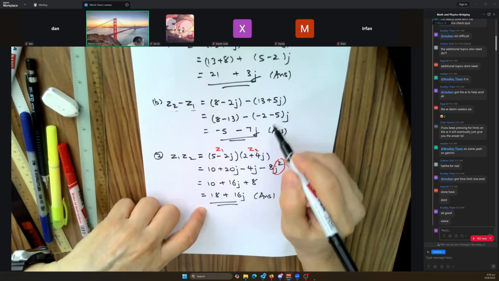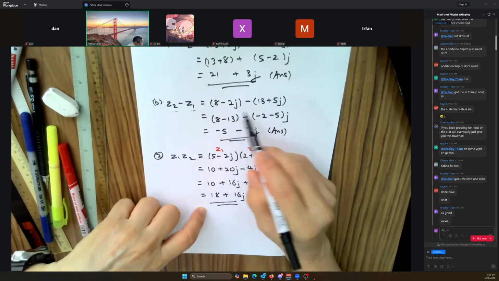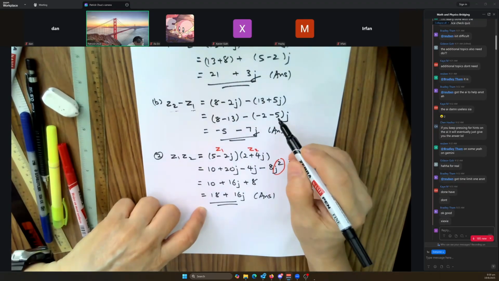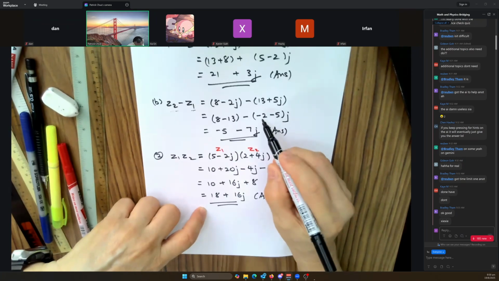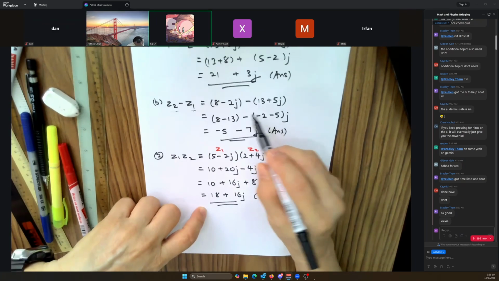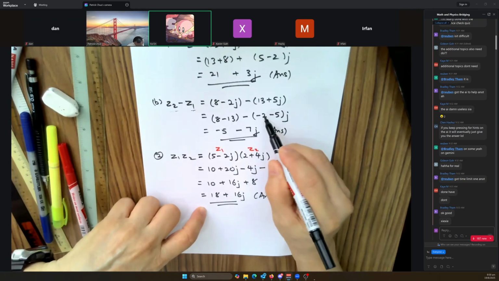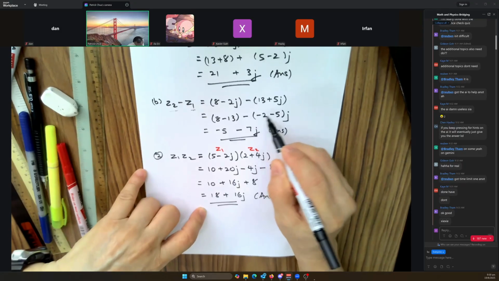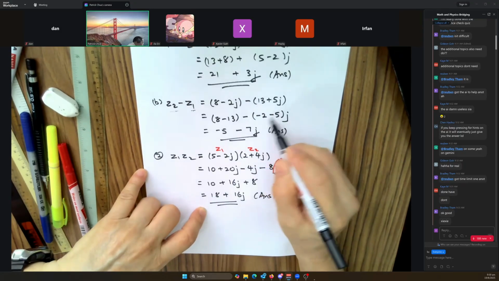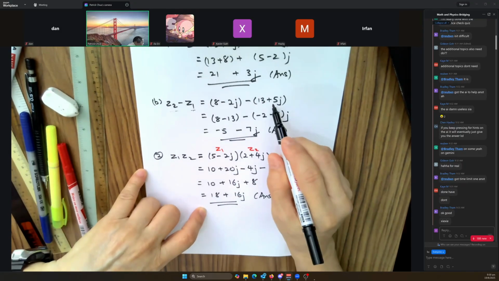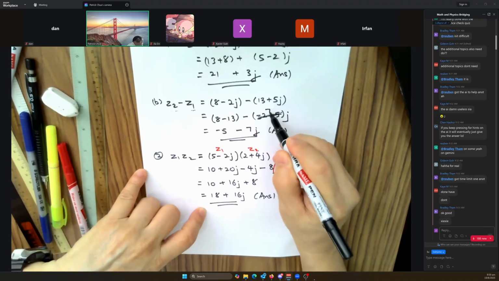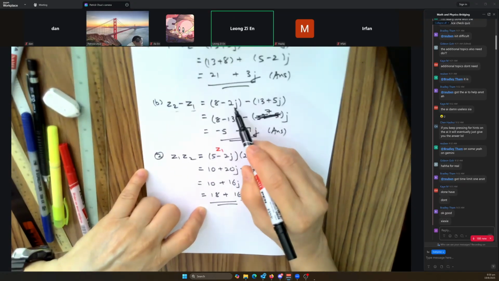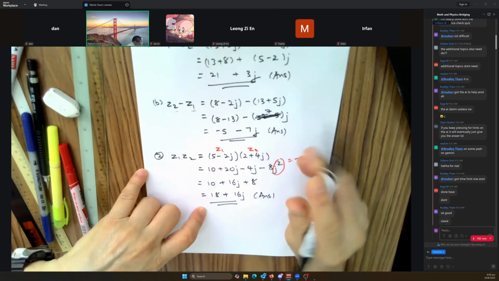Sorry, this part is not correct. Minus 2 minus 5 is minus 7. So minus 2 minus 5 is minus 7. That's correct. Is it outside the bracket? It will be plus minus 7. So this whole thing is 7 minus 2 minus 5, so minus 7. You can say it's 7 if you like. Minus 2j minus 5j addition is minus 7j.